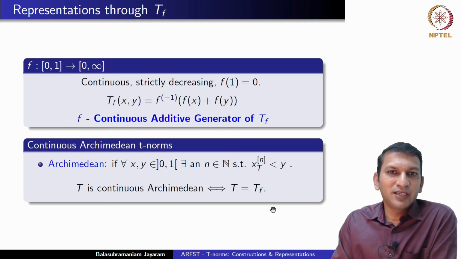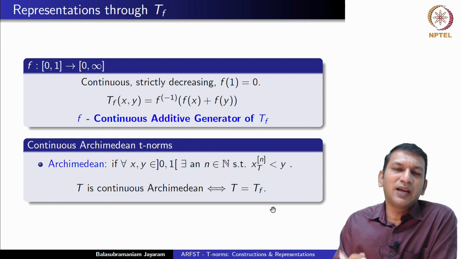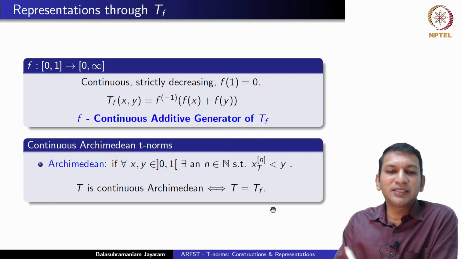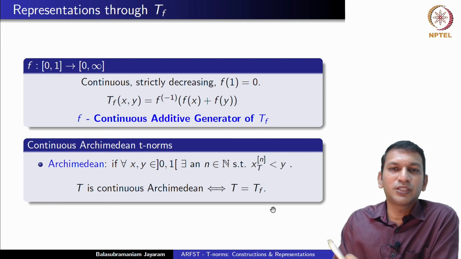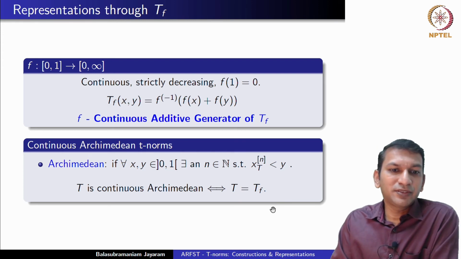Now what we are saying is, if you consider any continuous Archimedean T-norm, all you need to do is look for that corresponding continuous additive generator. Once you find that f, immediately you can find the t. Or if you want to think of a continuous Archimedean T-norm, you can always think of it as having a continuous additive generator, and this is exactly the formula that it will have with respect to that f. That's the power of representation results.